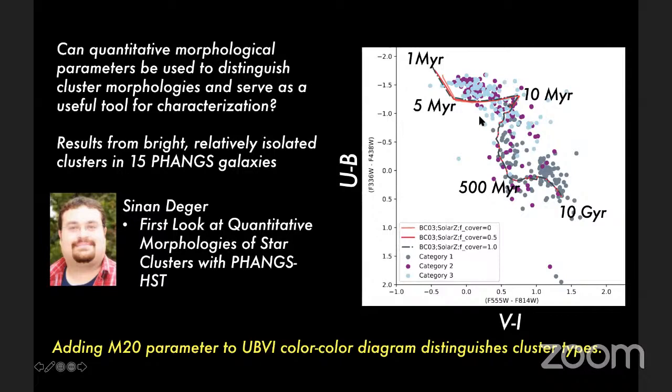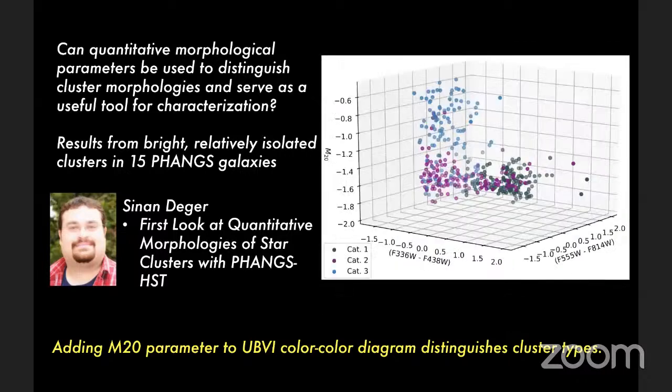So what Sinan has shown is that when the M20 morphological parameter, which I won't discuss in detail, is added to the color diagram, there's a projection of the plane which distinguishes the cluster types. And he'll be trying to understand the utility of this more in his future work, as well as other morphological parameters, and coupling that to other physical parameters from the ALMA data.